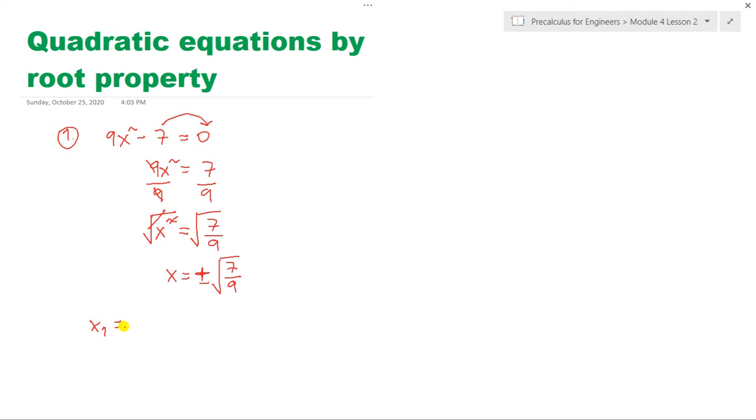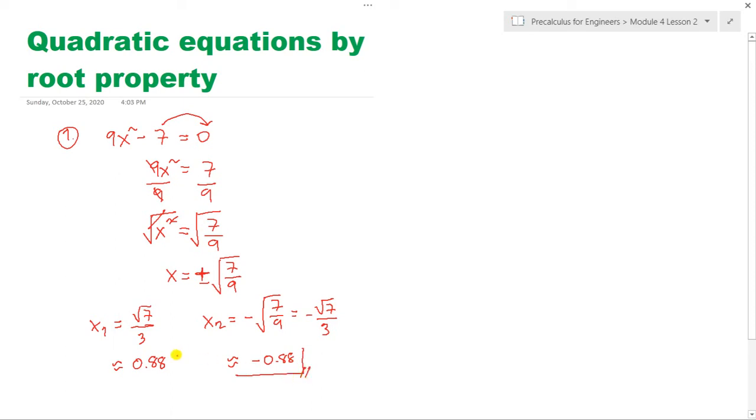The answer is equal to square root of 7 all over 9, I mean all over 3 pala. Square root of 7 all over 3, or in decimal, this is approximately equal to 0.88. How about the second solution or second root? That is negative square root of 7 all over 9 equal to negative square root of 7 all over 3, approximately equal to negative 0.88.